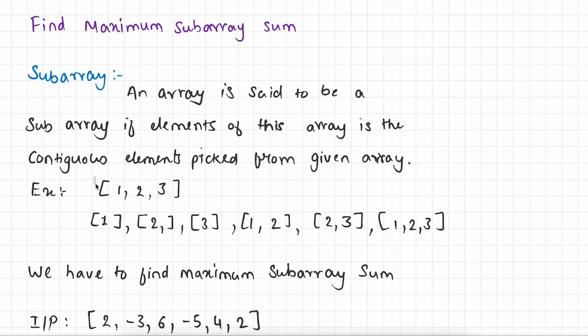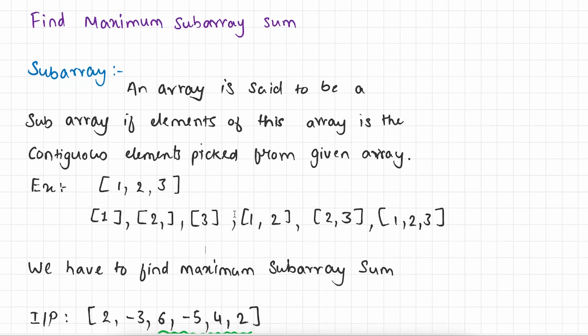Let's say we have an array like this: 1, 2, 3, and these are all the subarrays made up of elements present in the given array. So these are 1, 2, 3, 1 and 2, 2 and 3, and 1, 2, 3. We can say that an array is a subarray if its elements are contiguous elements picked from the given array, right? You can see that here 1 and 2 are contiguous elements present in the given array. Same with 2 and 3, and same with 1, 2, 3.